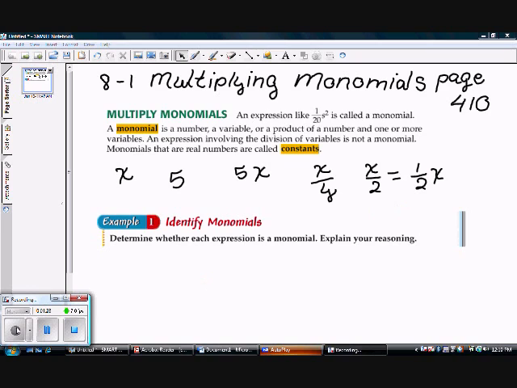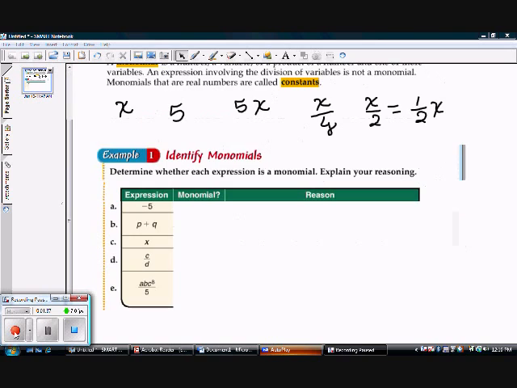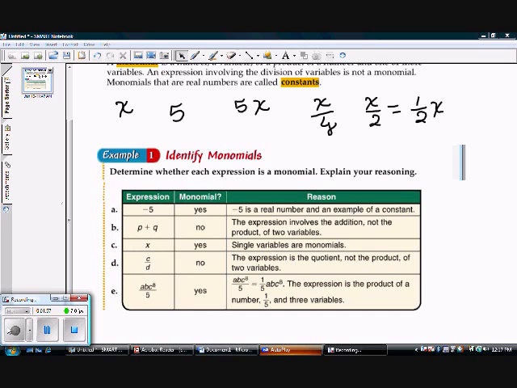Okay, now we're going to do example 1 where you identify monomials. You're going to determine whether each expression is a monomial. If it is, you're going to explain your reasoning. Okay, let's look at -5. Is that a monomial? And give the reason why. Do the same thing for p plus q, x, c divided by d, and then a, b, c to the 8th over 5. Pause the movie until everyone has an answer.